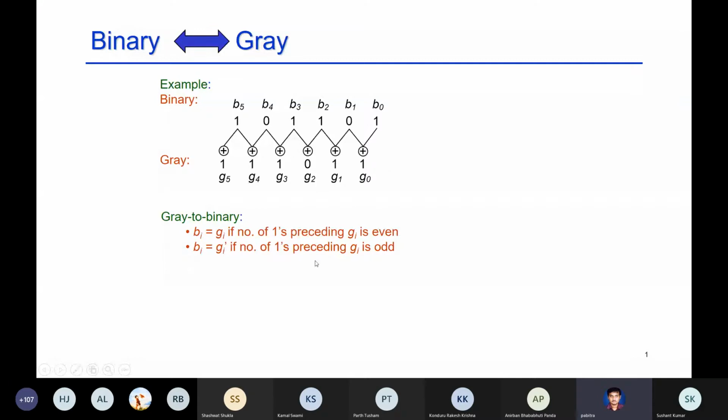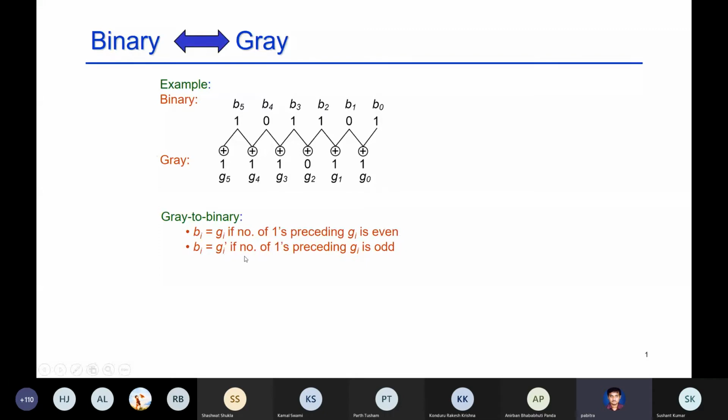And for the remaining, to find the ith binary bit, it is the XOR of the i plus 1th binary bit and the ith gray bit. So the ith binary bit is the XOR of the i plus 1th binary bit and the ith gray bit. Gi XOR bi plus 1 is bi. And similarly, you can write it as an equivalent rule.